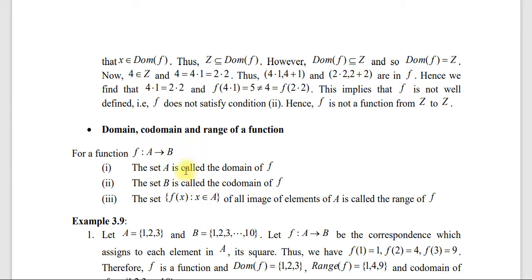So for a function f from A into B: 1. The set A is called the domain of f. The set B is called the codomain of f. And number 3, the set f of x such that x is an element of A, of all images of the elements of A, is called the range of f.